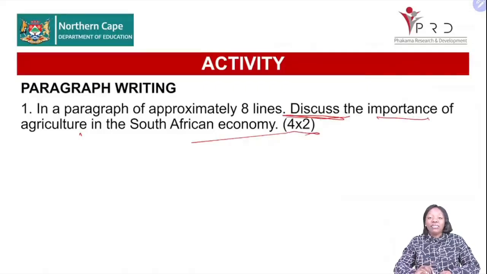What does it mean? In your discussion, you're supposed to have 4 points that will give you how many? 8 marks. So discuss the importance of agriculture in South African economy. I'm going to give you 5 minutes so that you can be able to structure your paragraph, and it's supposed to be on full sentence. Then after 5 minutes, you will be able to do the correction.